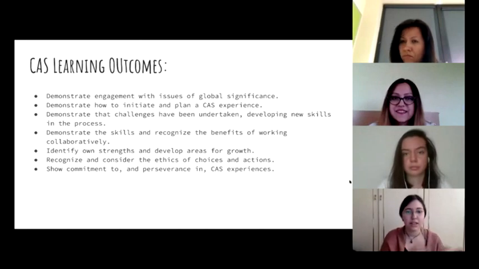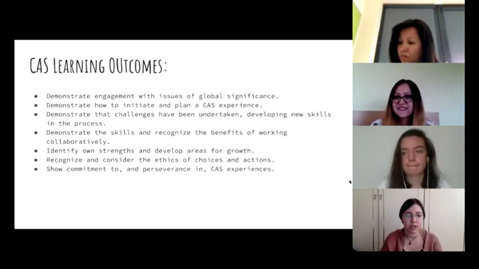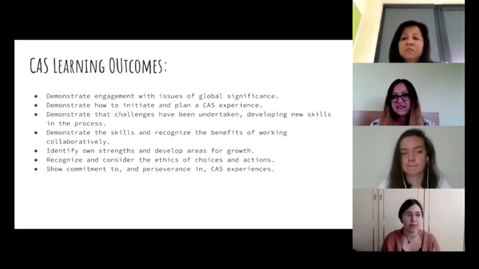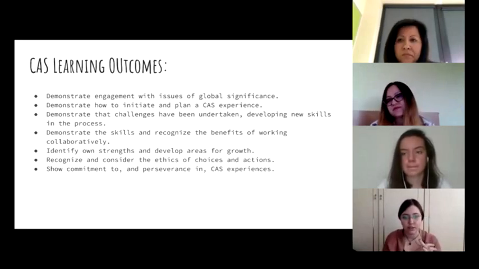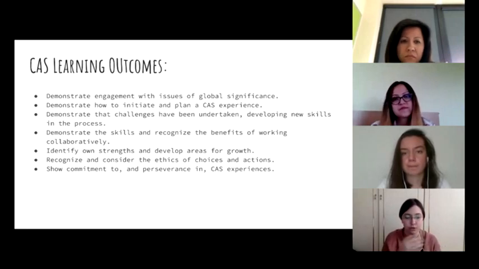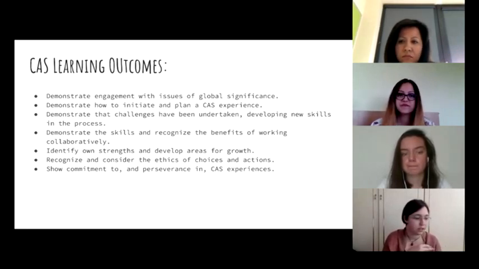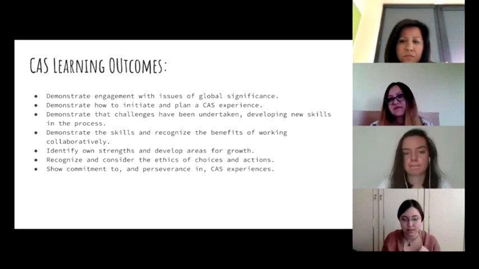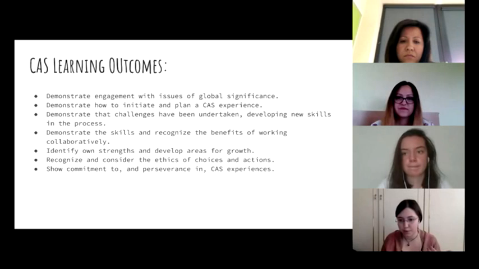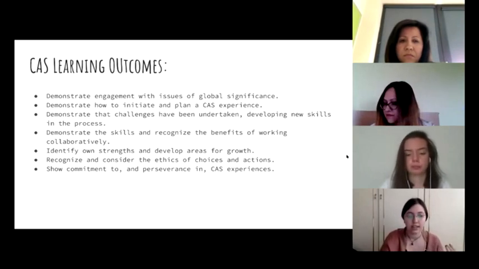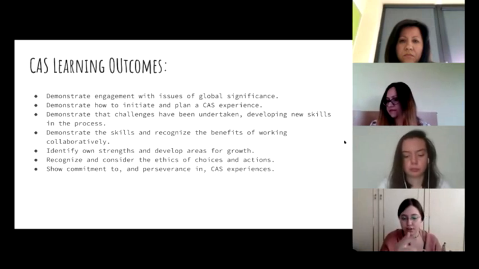Okay, and they're basically meant to make you think deeper about the actions that you're taking throughout your experiences. And as you can see here, they are basically to think about issues of global significance. It includes planning and organizing experiences, developing new skills, challenging yourself, working collaboratively with people, networking, being a better communicator, and so on, and identifying strengths and areas for growth, and overall being perseverant in CAS.